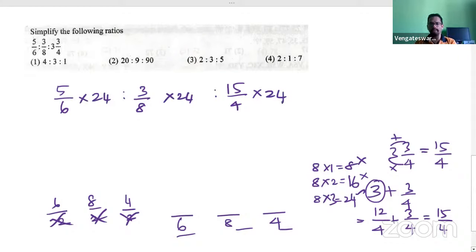Why? Because when you take a ratio, when you multiply all the components with the same number, your ratio will still remain the same. It won't be changed. Ratio won't change. It will remain the same. So that means I multiplied everything with 24. Now I'll be free from fractions. Why? Because I have 6 and 24 4 times, 8 and 24 3 times, 4 and 24 6 times. So my final answer will be 5 4s are 20, 3 3s are 9, 15 6s are 90. So 20 : 9 : 90. Option 2 is my answer.